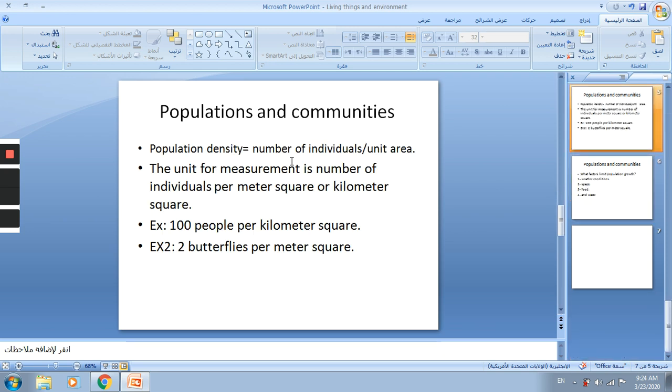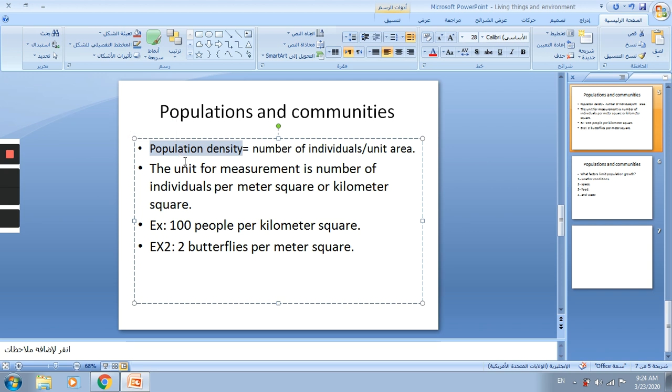Let's continue. Here, population and communities: population density. This definition is very important, and it is calculated as the number of individuals per unit area. Number of individuals means, for example, 100, 1,000, or 1,000,000 humans per 1 meter square, 100 meters square, or 100 kilometers square, and so on. So the unit of measurement is the number of individuals per meter square or kilometer square. Meter square or kilometer square are units of area.